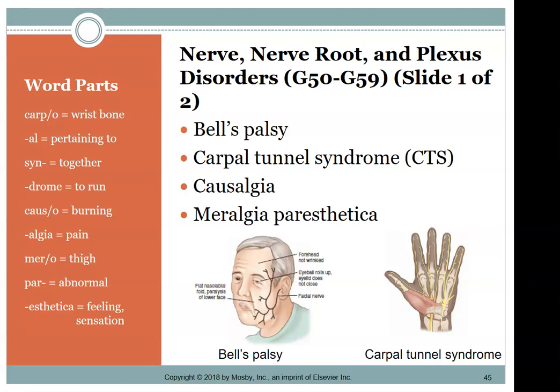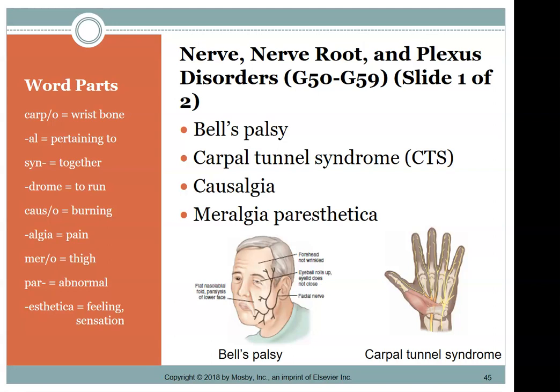Nerve root and plexus disorders, codes G50 through G59. Bell's palsy is a paralysis of the facial nerve. The cause is unknown, and the condition usually resolves on its own within 6 months. Carpal tunnel syndrome, CTS, is a compression injury that manifests itself as fluctuating pain, numbness, and paresthesias of the hand caused by compression of the median nerve at the wrist.